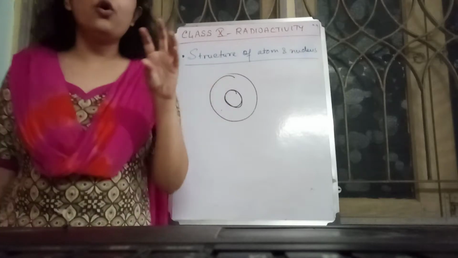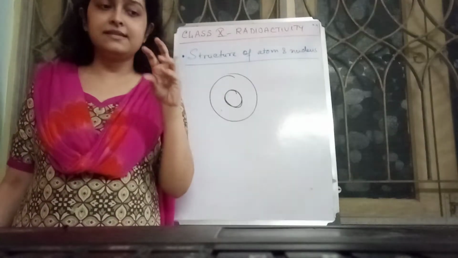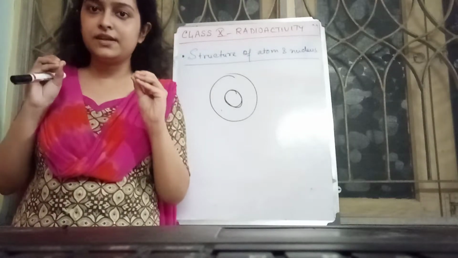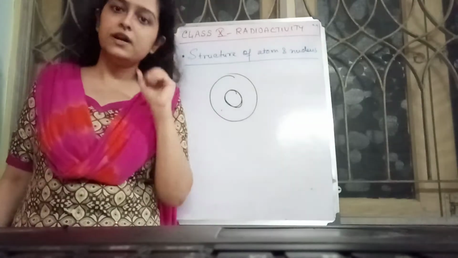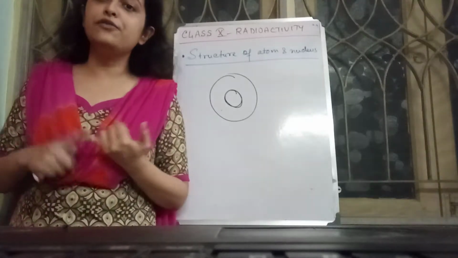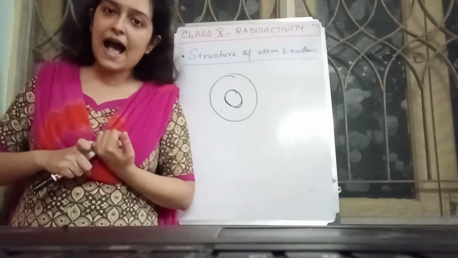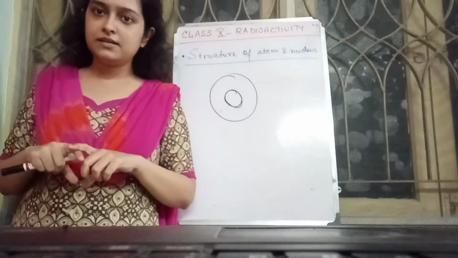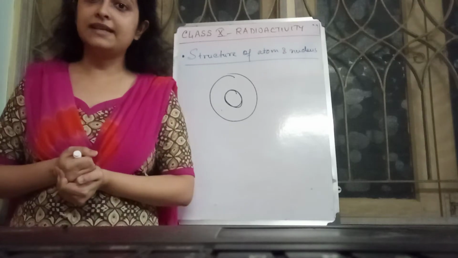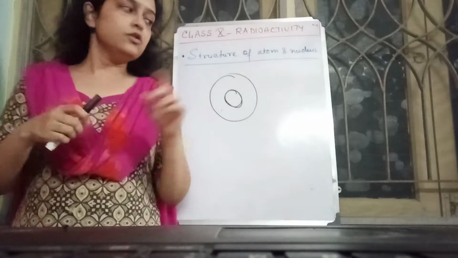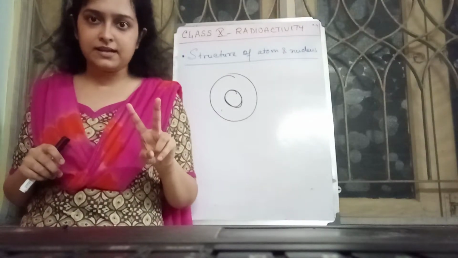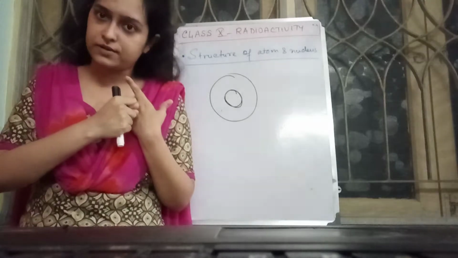In the central core part of an atom, it is found that the whole mass of the atom is concentrated in the central core part of the atom. What do we call that? We call that nucleus, right? So the central part of an atom is called the nucleus, and the extranuclear part is the part outside the nucleus in an atom. So what do we have in the nucleus? In the nucleus we have two types of particles, protons and neutrons.